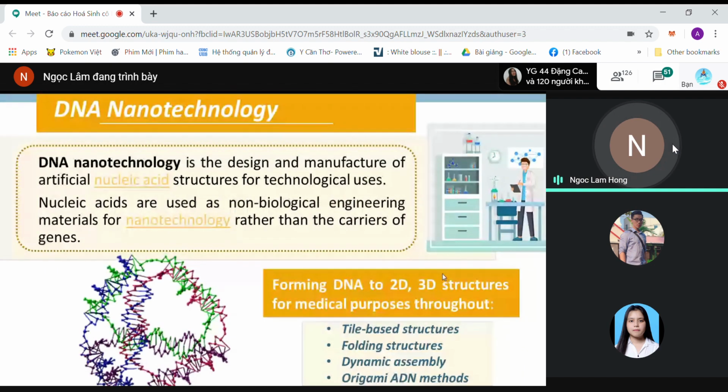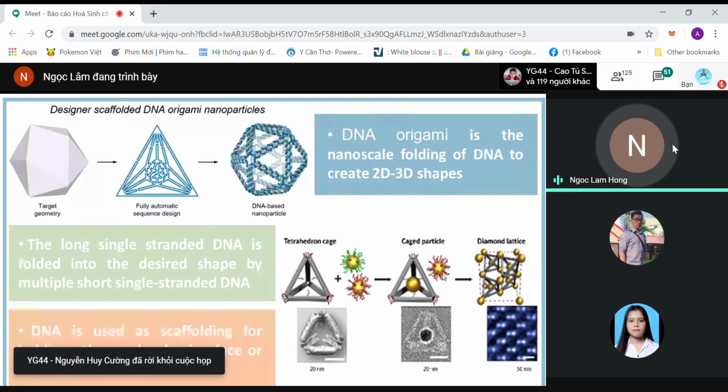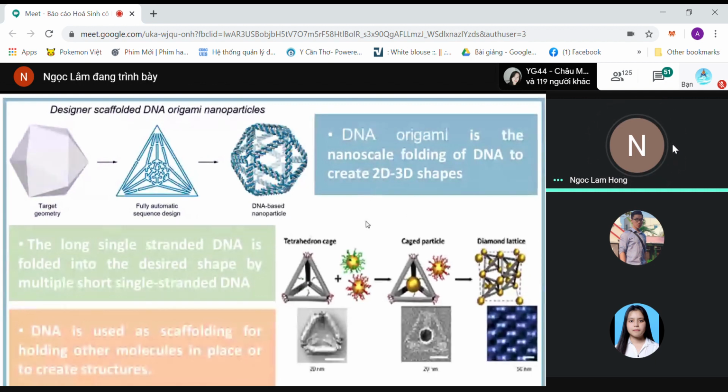And one of these DNA structures, DNA origami, is the nanoscale folding up of DNA to create two-dimensional and three-dimensional shapes. The long single-stranded DNA is folded into the desired shape by multiple short single-stranded DNA. So we can realize that DNA is used as scaffolding for holding other molecules in place or to create structures.